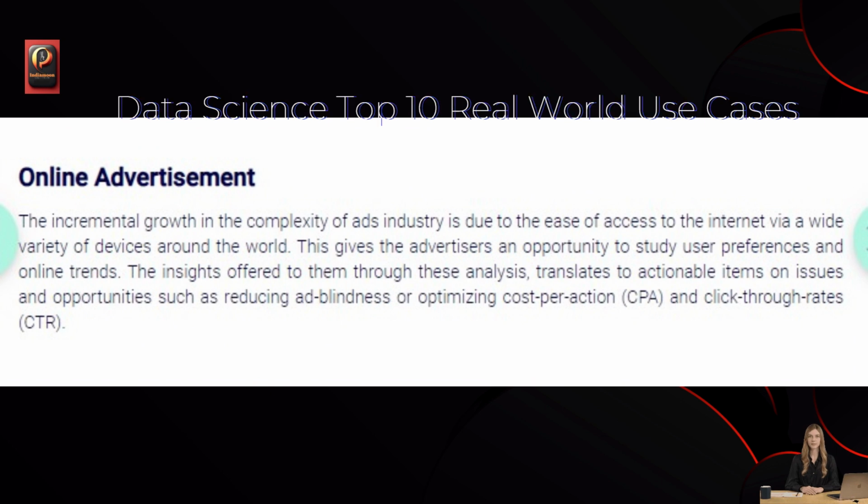Online advertisement. The incremental growth in the complexity of the ads industry is due to the ease of access to the internet via a wide variety of devices around the world. This gives the advertisers an opportunity to study user preferences and online trends. The insights offered to them through these analyses translate to actionable items on issues and opportunities such as reducing ad blindness or optimizing cost per action, CPA, and click-through rates, CTR.